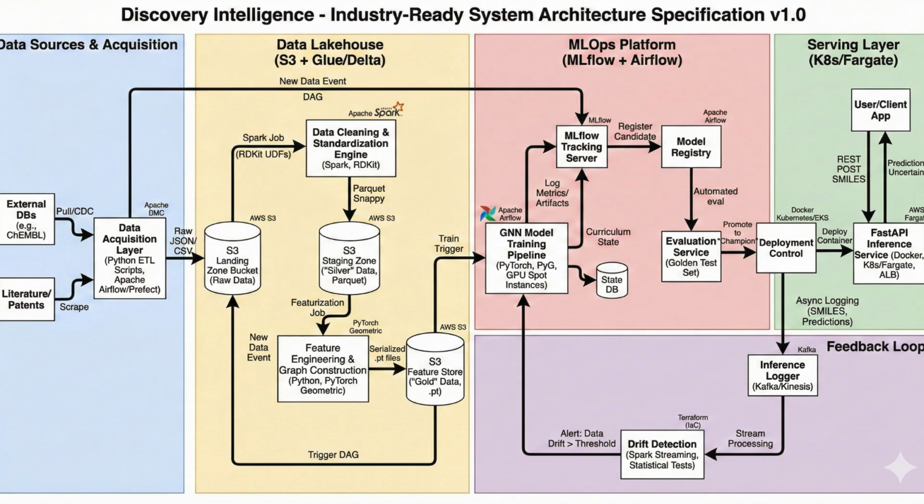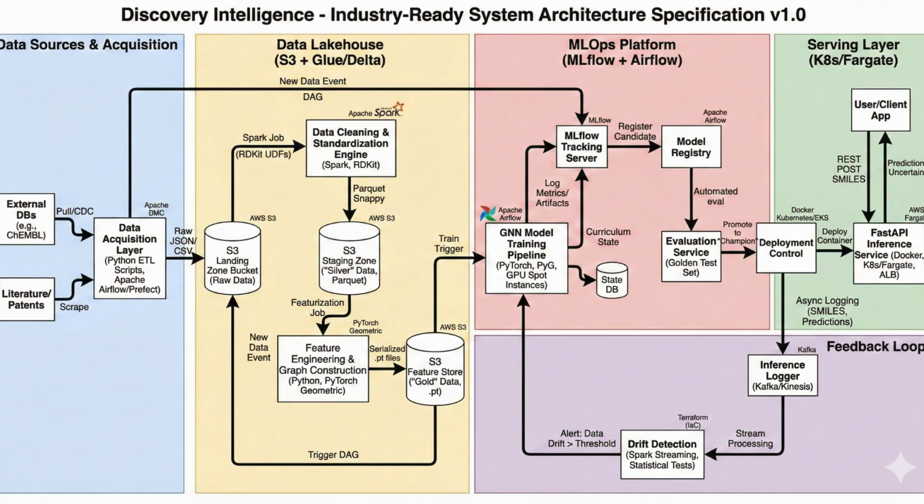Well, the self-correction starts with logging. Every single prediction made by that FastAPI service is logged asynchronously. It uses high-throughput streaming tools like Kafka or Kinesis via an inference logger. This creates a massive real-time stream of model behavior and production data. And what's watching that stream is the automated watchdog, the data drift detection component. This critical piece uses Spark streaming and statistical tests to constantly monitor the prediction stream for changes. It's looking for a data drift threshold.